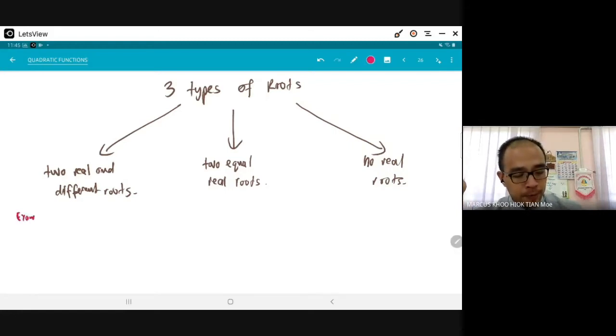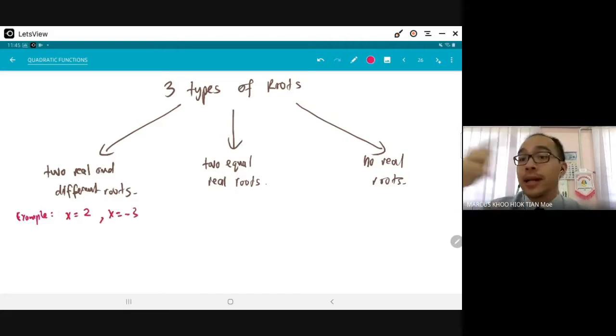Okay, 2 real and different roots. Contohnya bila kamu sudah solve the quadratic equation, kamu dapat example x equals to 2, x equals to negative 3. Kamu dapat 2 jawapan yang berlainan. Okay, x sama dengan 2, x sama dengan negative 3.